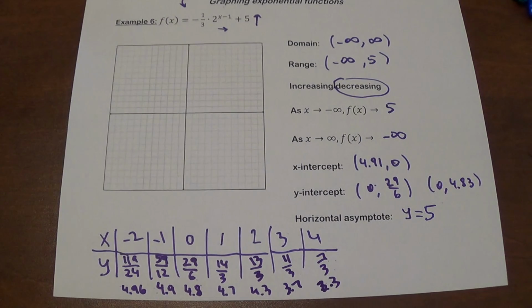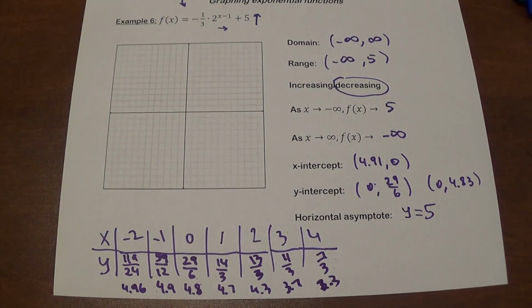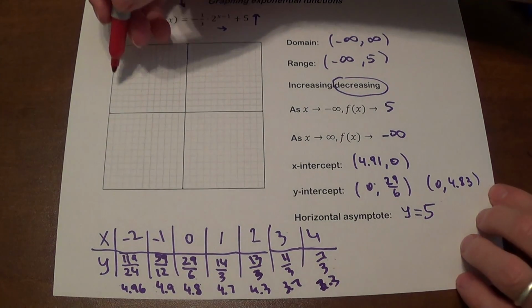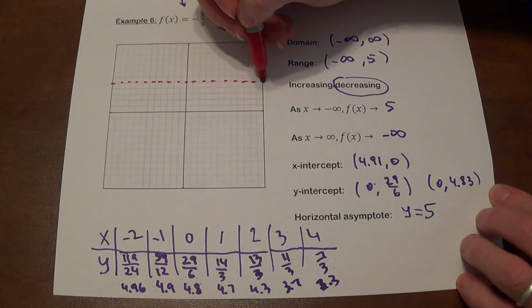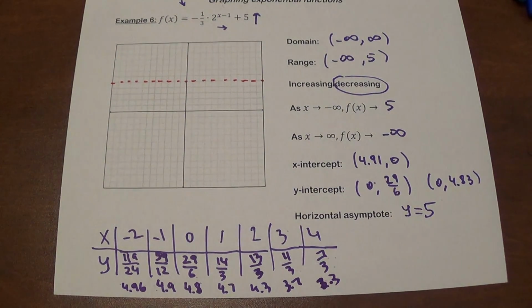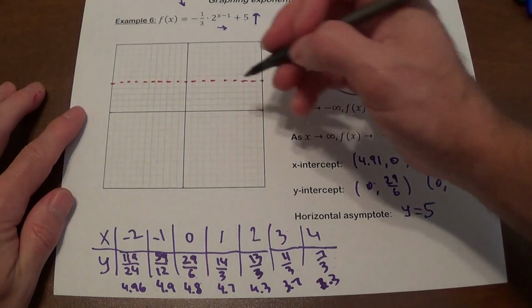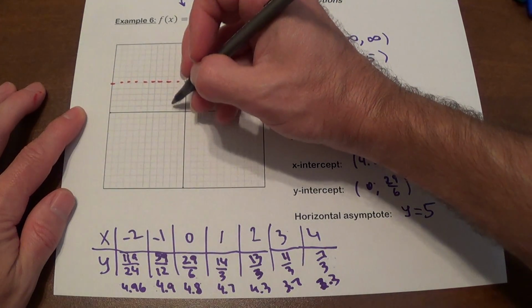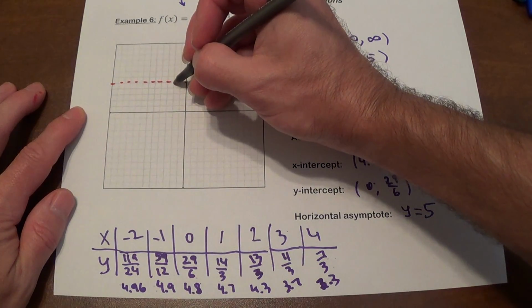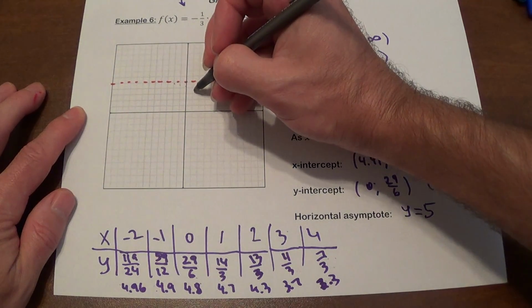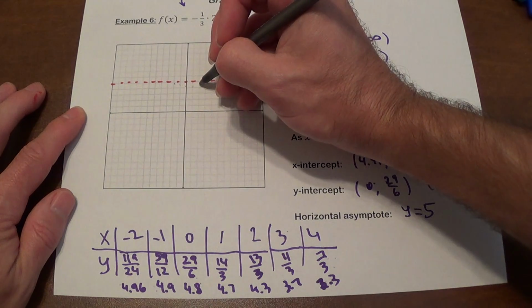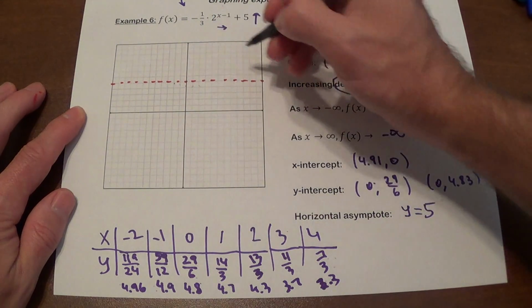Okay, so let's go ahead and plot all that. So we have the horizontal asymptote at 5, and then plot our points. So at -2 we have about 4.96, 4.9, 4.8, 4.7. It's very slowly, gradually going down.